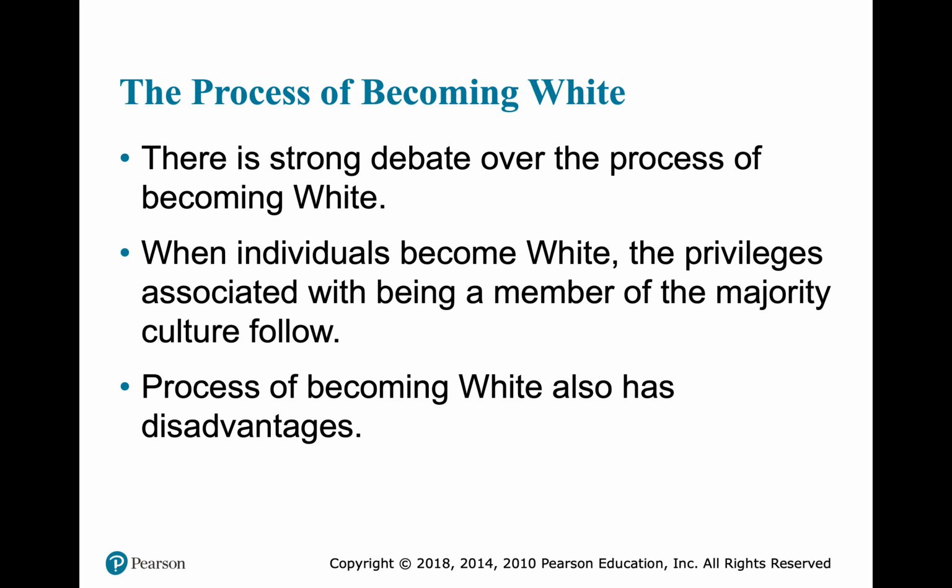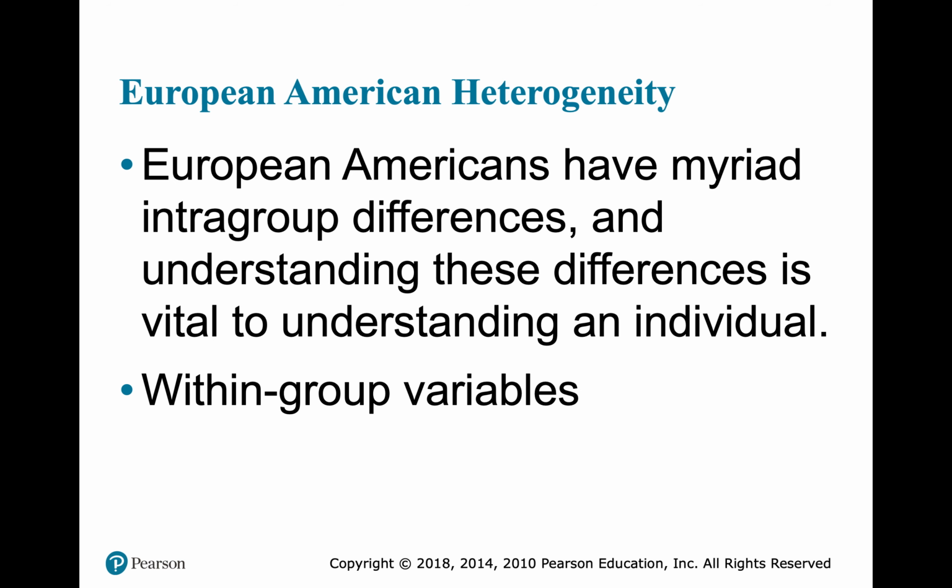Non-European individuals are rarely able to fully become white, but European immigrants can become white. There's a strong debate over the process of becoming white. When individuals do become white, the privileges associated with being a member of the majority culture follow. The process of becoming white also has its disadvantages. So European Americans have a myriad of intergroup differences, and understanding these differences is vital to understanding the individual.